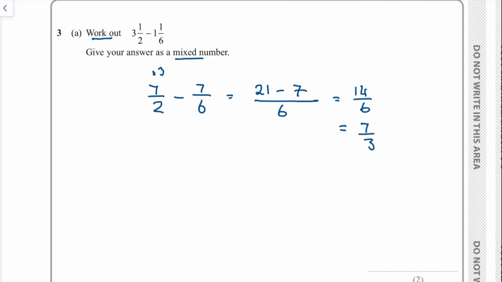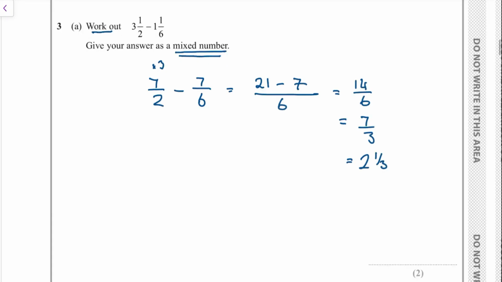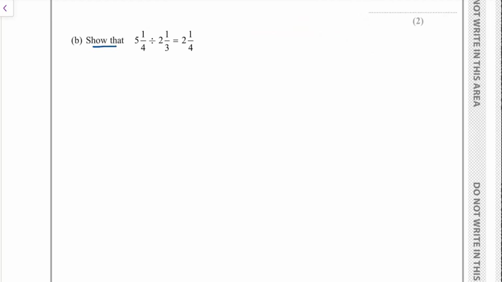Then go back, always read the question at the end. Don't lose that extra mark. So give your answer as a mixed number. So there are 2 3s in 7 with a remainder of 1. So therefore it's going to be 2 1/3. Not terrible. Okay, show that.